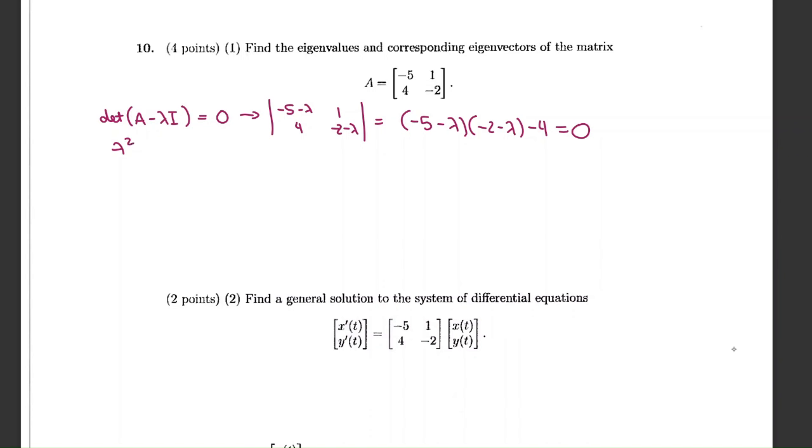I get lambda squared plus 7 lambda plus 10 minus 4, which is plus 6, equals 0. Then I factor that out and I get lambda equals negative 1 and negative 6.